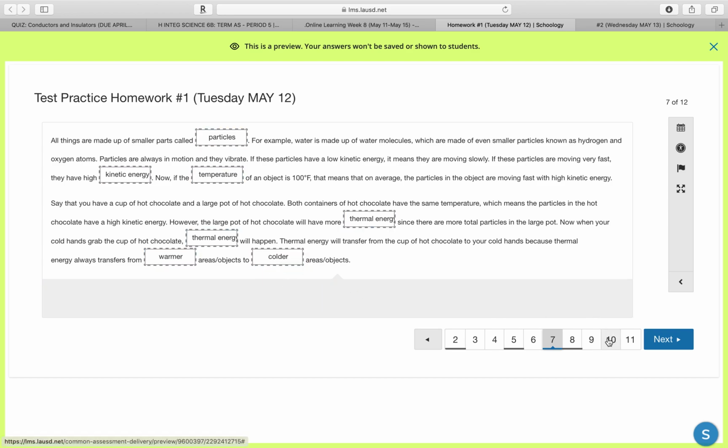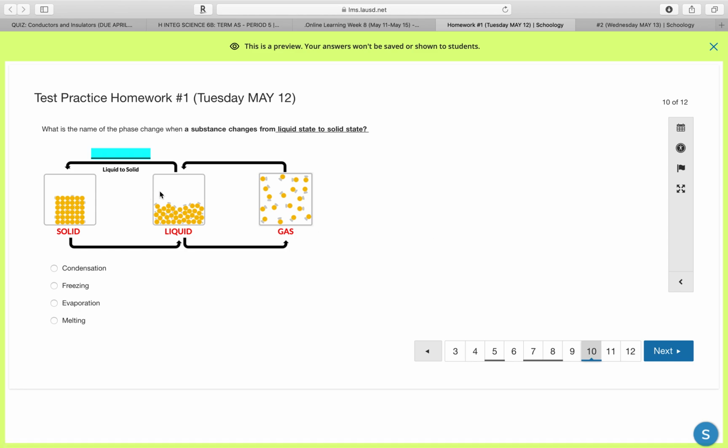All right, and then last one to help you with number 10. What's the name of the phase change when a substance changes from liquid to solid? Well, imagine like liquid water becoming solid ice. That's known as freezing. All right, so this was your homework number 1 that you were supposed to practice yesterday.